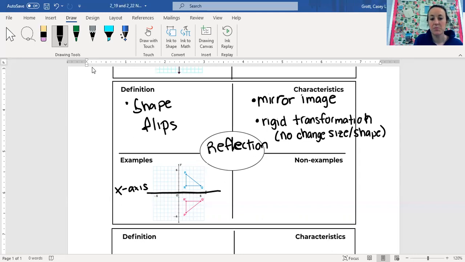Most of the time we're reflecting over the x-axis or over the y-axis, but that reflection is like this, and now it's going to be like this. If I were to fold my paper, I see the exact same thing on the left side as on the right side. Think about what would be a good non-example for a reflection, where something is not flipped.